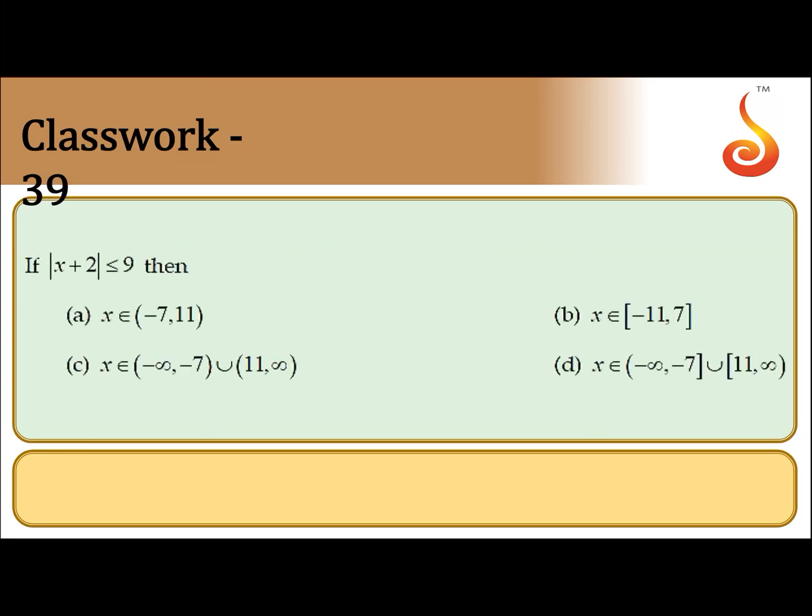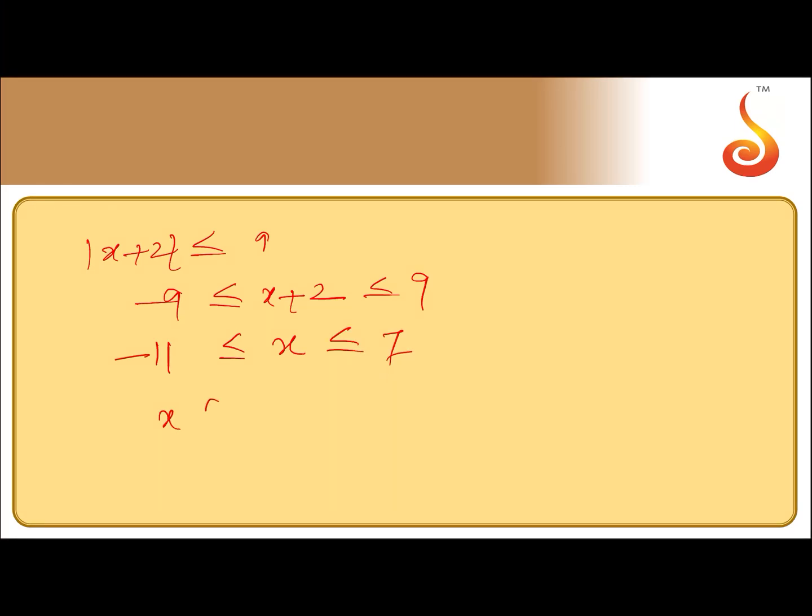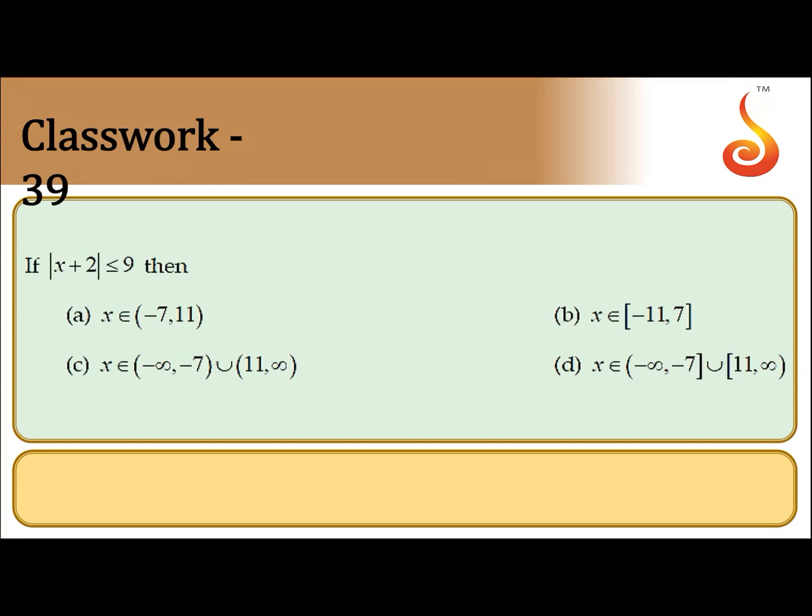Coming to the next one. Modulus of x plus 2 less than or equal to 9 means that x plus 2 lies between minus 9 and plus 9. So x lies between minus 11 and plus 7. Therefore x belongs to the closed interval minus 11 to 7. So the answer is minus 11 to 7.